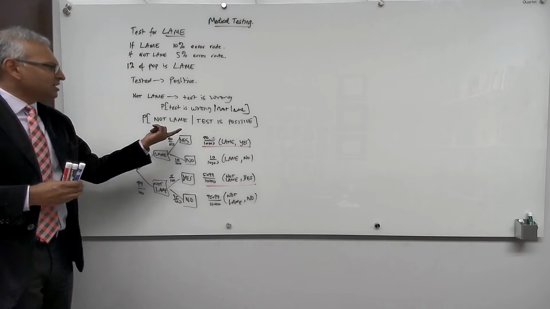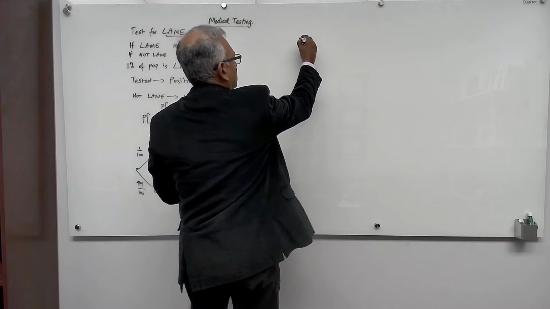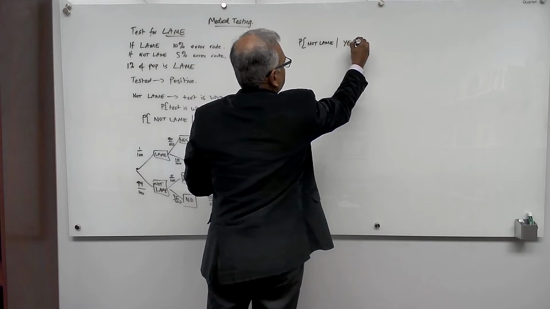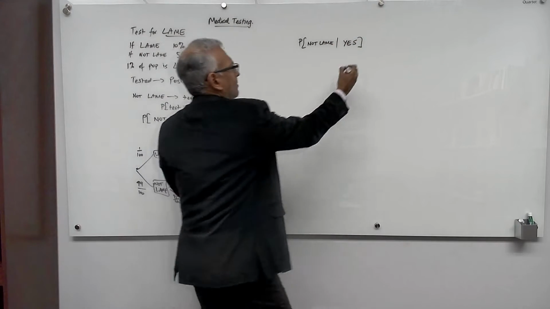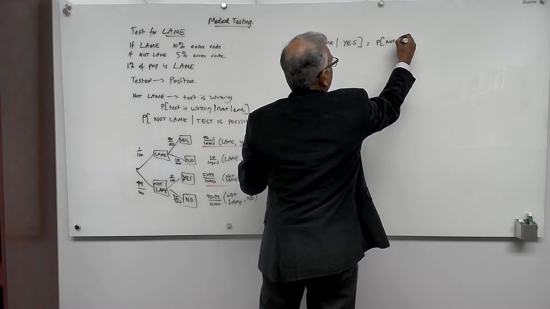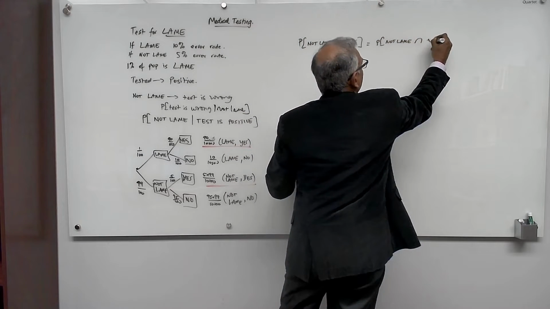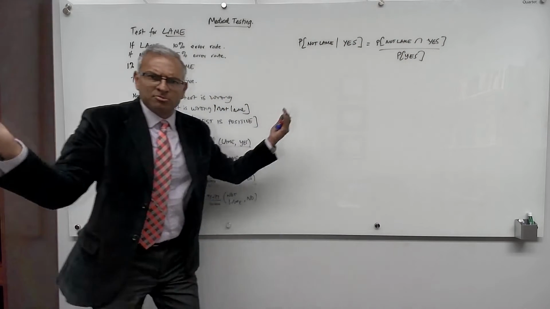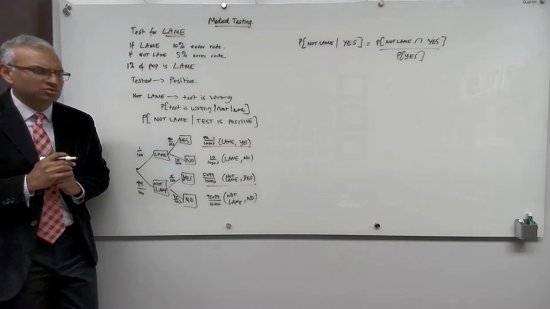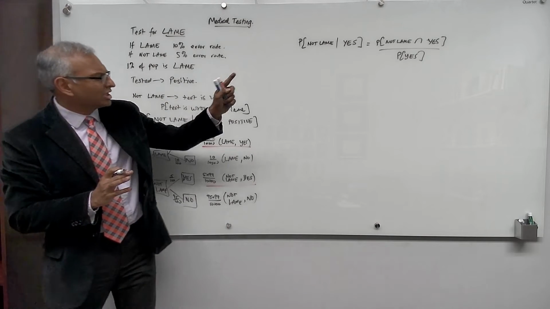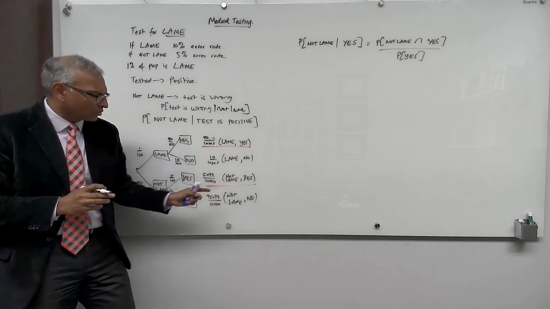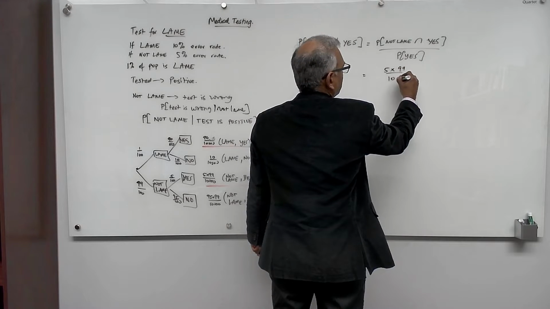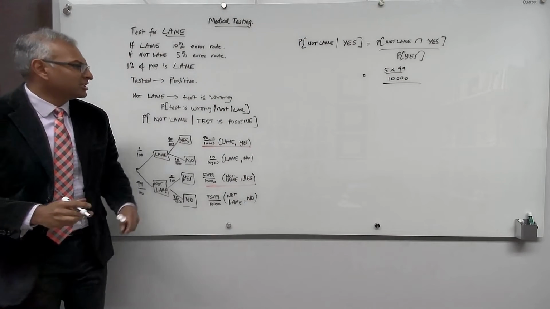Let's compute mechanically the probability that we want. So the probability of not lame given yes is equal to the probability of not lame and yes divided by the probability of yes. That's just the formula for the conditional probability. Now we need to compute those individual regular probabilities. The probability of not lame and yes is just one outcome, 5 times 99 over 10,000. So this is 5 times 99 over 10,000, divided by the probability that the test says yes.